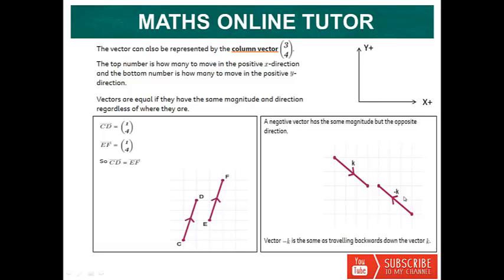These two vectors are not equal. It's because they are not in the same direction. So a negative vector has the same magnitude but the opposite direction. Vector minus k is the same as traveling backwards down the vector k.